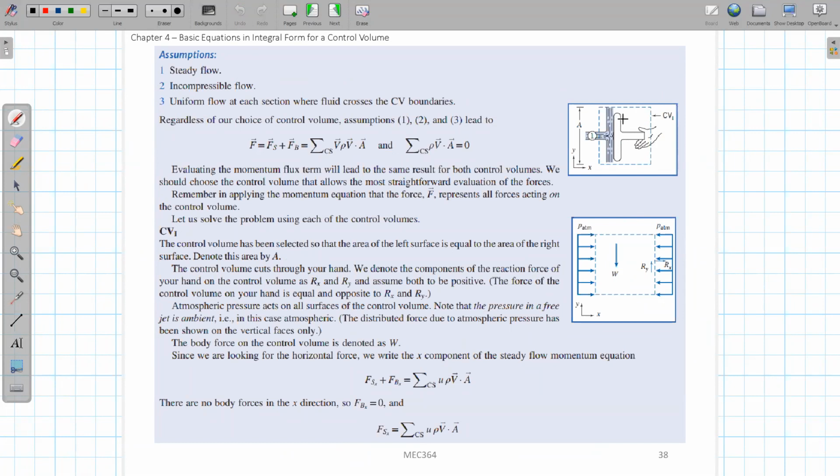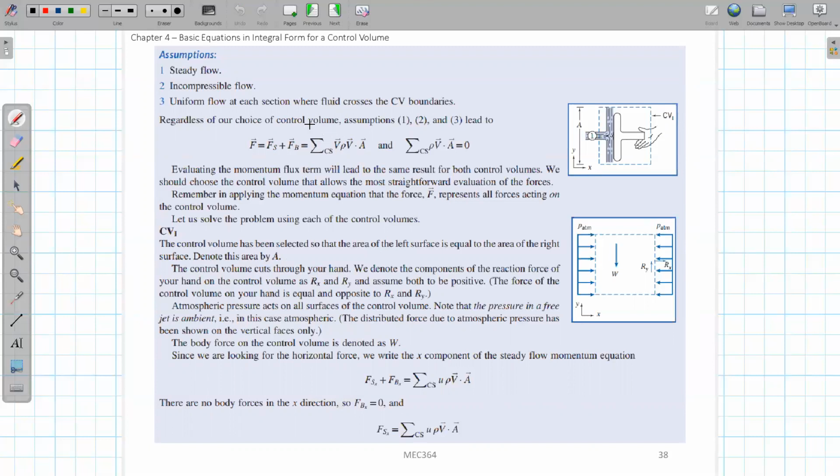Okay, and so in these cases, let's consider that we're using the control volume in the x direction, because we are interested in both the x direction and y direction force, right? On the x direction force, we can write the x direction force. This will be our momentum conservation equation, okay?